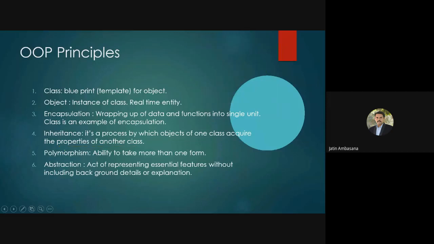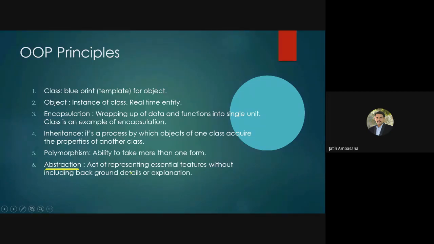Then you have polymorphism, which is an ability to take more than one form. When you have methods with the same name but different forms, that is method polymorphism. We have seen an example of that before, and we'll see it again in the future also.